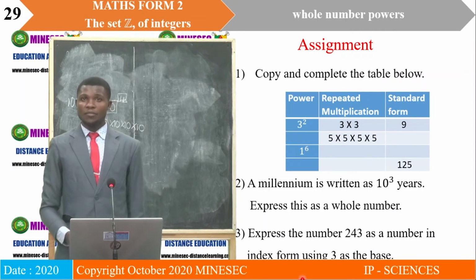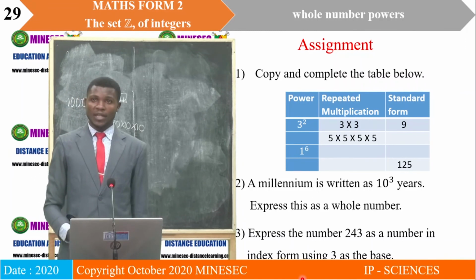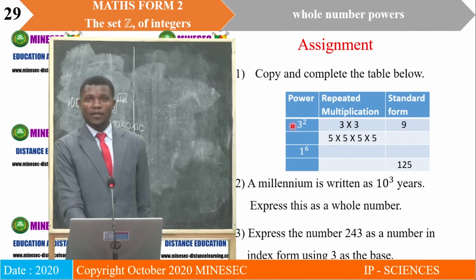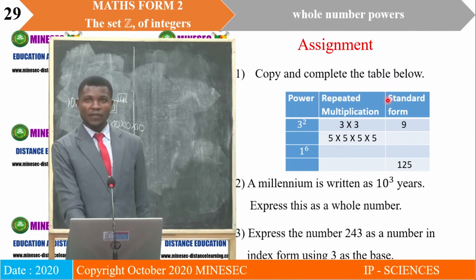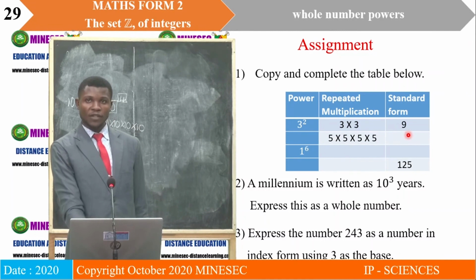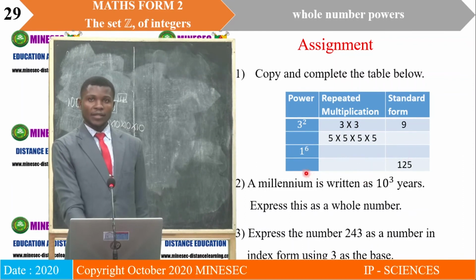So in our assignment, the first question is copy and complete the table below. If you look at the table, you have been given numbers with powers. If you look at the table here, you have been given the power, you have been given repeated multiplication, and then you have been given the standard form. So you fill these empty spaces here, and you fill this other empty space here, you fill this one, you fill this, and then you fill this other empty space.